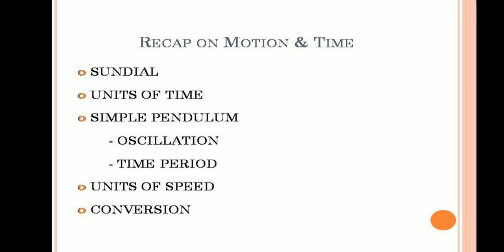Units of time. The SI unit of time is second, but the larger units of time other than second are minute and hour. So we know 1 hour equals 60 minutes, 1 minute equals 60 seconds. The bigger units of time are day, month and year. The still bigger units of time interval are decade, century and millennium. 10 years equal 1 decade, 100 years equal 1 century, 1000 years equal 1 millennium.